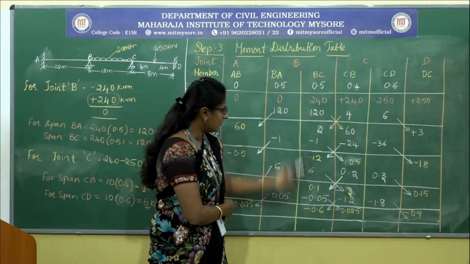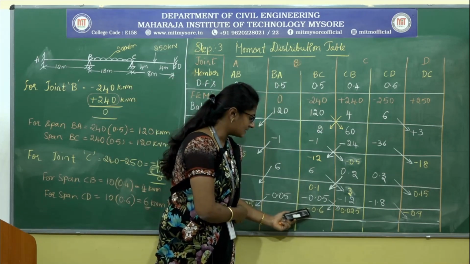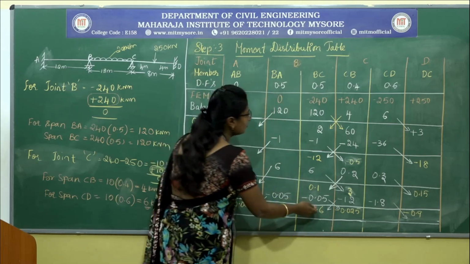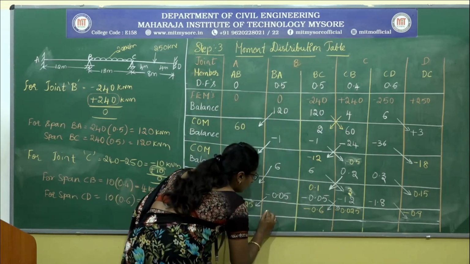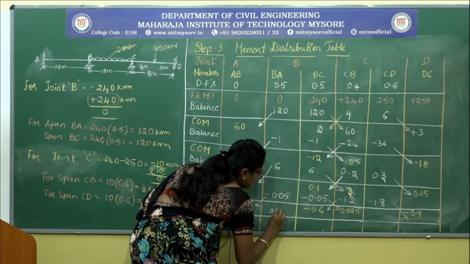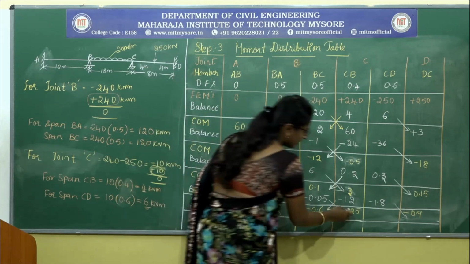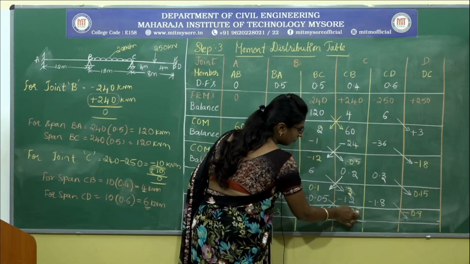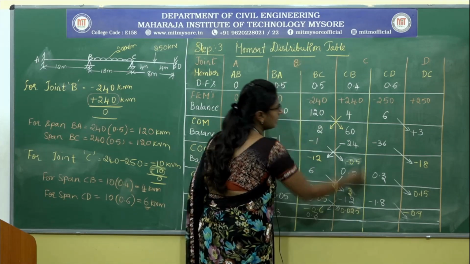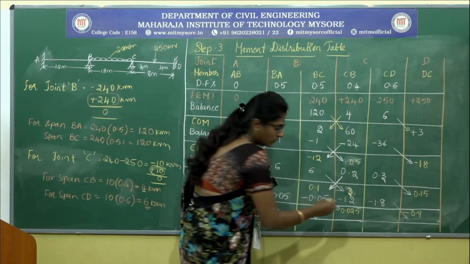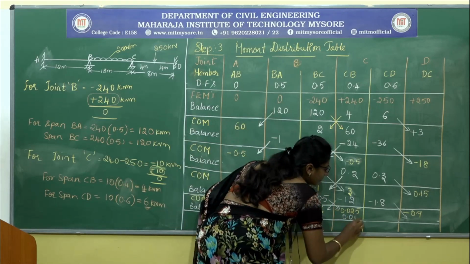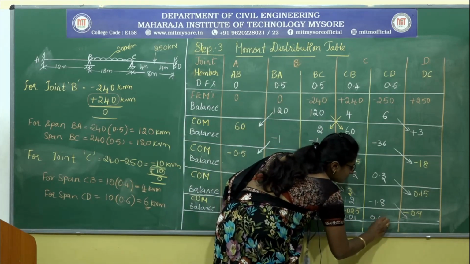For joint B, we have minus 0.6. This minus 0.6 multiplied by 0.5 will give you 0.3. Here also 0.3. Here minus 0.025, to balance this, plus 0.025 multiplied by 0.4 will give you 0.01, and here it is 0.015.